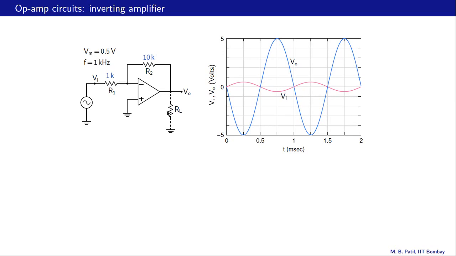And we have shown the load resistor here, but as we have seen in the last slide, it really does not change the relationship between VO and VI. So we have not put down a value for this RL.